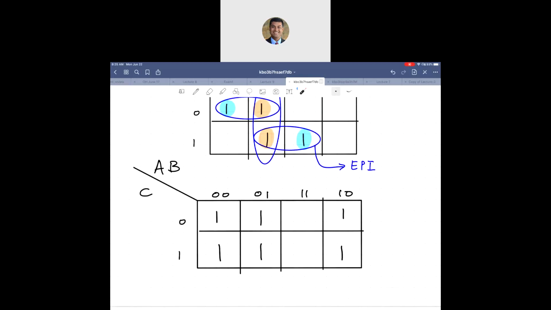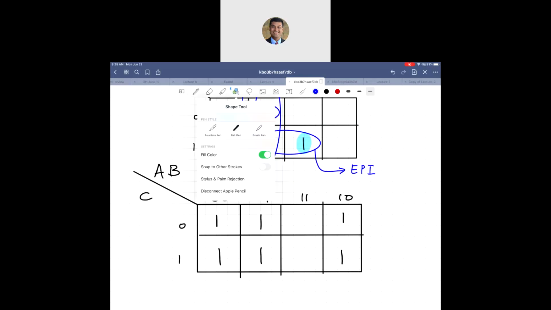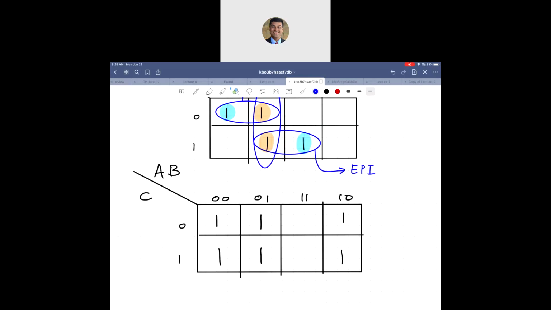How about here? How about the second example? Second example, what we did was, let's see, we said that was one group and that was one group.